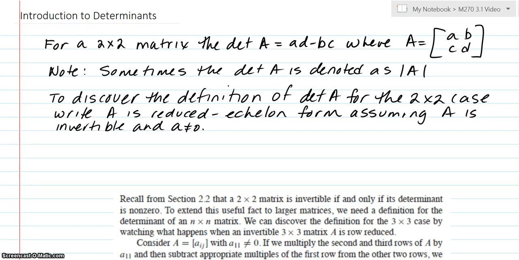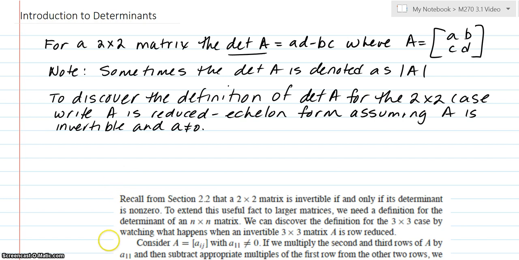In this video, we're going to introduce determinants. For a 2 by 2 determinant, if you recall from chapter 2, the formula is AD minus BC, denoted by determinant of A, where A is the following 2 by 2 matrix. Note, sometimes the determinant of A is denoted with straight bars, like absolute values, but when it's a matrix, it will mean determinant.